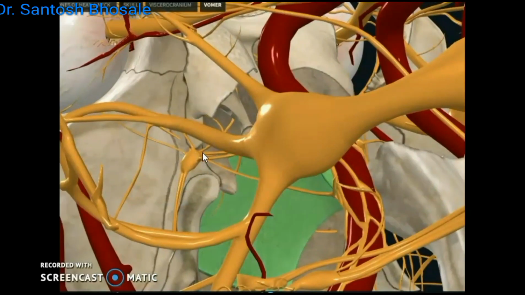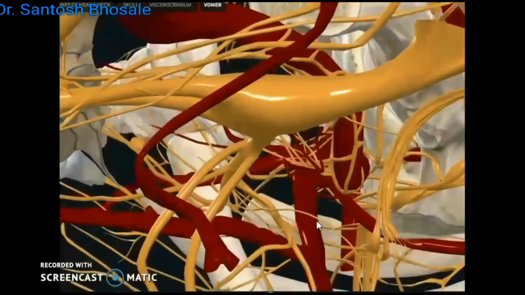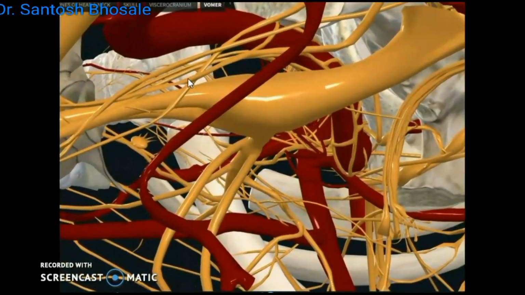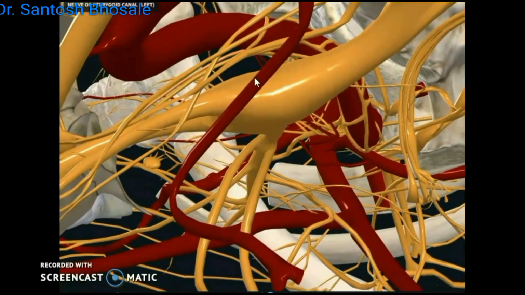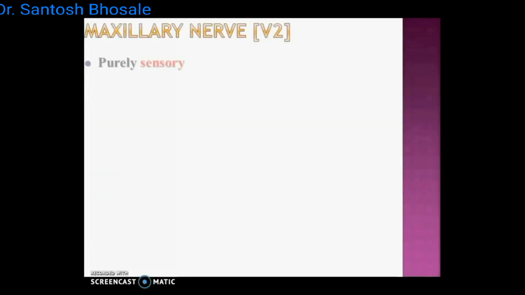Anteriorly it gives the orbital branches, medially pharyngeal and nasal branches, and below the palatine branches. And you can see that is the internal carotid plexus forming the deep petrosal nerve, which joins and forms the nerve of the pterygoid canal, also called the Vidian nerve.